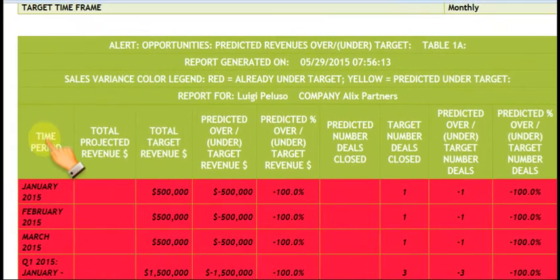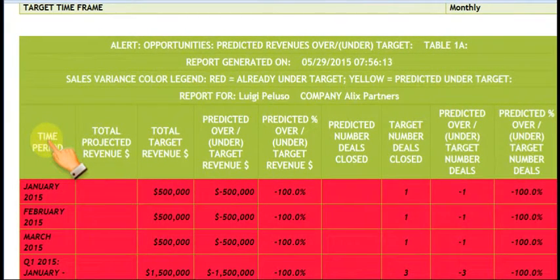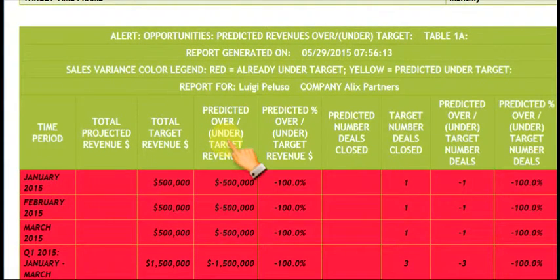And let's scroll back up to the individual pieces of information. So the time period is monthly, quarterly, or quarterly year to date. This is the total sales revenue projected to close in that time period by the run optimization simulation. We see the total target sales in dollars, the predicted sales minus the target sales, and the predicted sales minus the target sales as a percentage of the target sales.